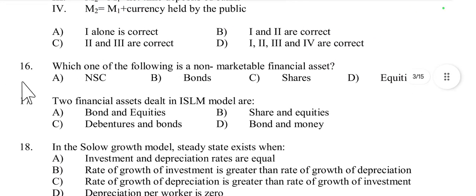Then question number 16. Which one of the following is a non-marketable financial asset? NSC, bonds, share, equities. So NSC means National Saving Certificate. National Saving Certificate is not a marketable financial asset. The other options, bonds, share, equities, are marketable financial assets. But NSC, National Saving Certificate, is a non-marketable financial asset. So option A is right here.